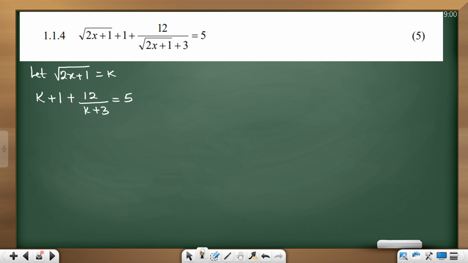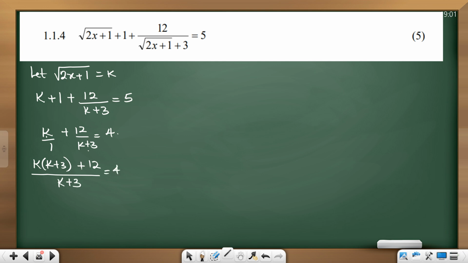I can move that 1 over just to make my life easy. k plus 12 over k plus 3. 5 minus 1 would give me what? 4. Check here. I can do my fractions. The denominator is k times k plus 3. That's what I have. 1 times 12 over the denominator multiplication, k plus 3 times 1.